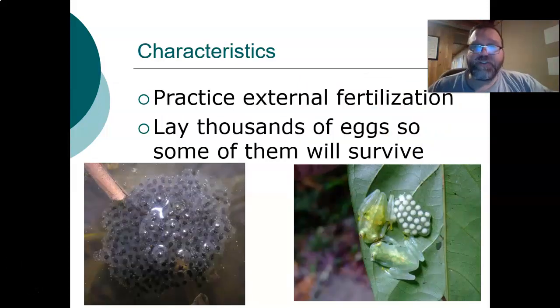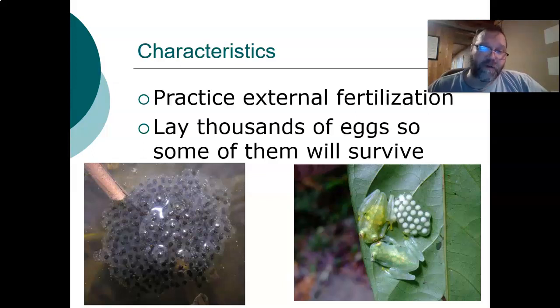They can practice external fertilization. External means that the eggs are fertilized outside of the body. So a female frog lays the egg, the male frog comes along and puts his sperm on top of the egg after the female has left. They lay thousands of eggs, so some of them will survive. Out of those thousands, you may only get 10 or 20 or 30 that actually make it all the way through, are fertilized, and are actually able to live.